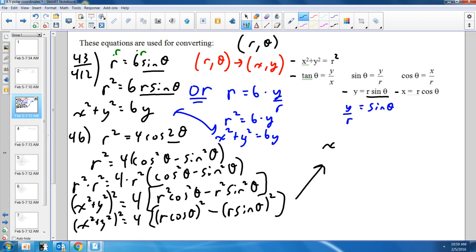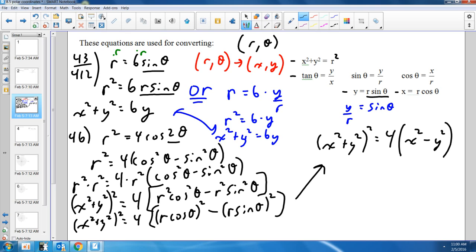This is going to be x squared plus y squared quantity squared equals 4 times, this is x now, so it's going to be x squared minus, and that's going to be my y squared. At that point, I'm done. You leave it like this. You don't have any r's and thetas left. You've converted to x's and y's, and you're finished. Both of these I multiplied by r, and the second one I did r squared.